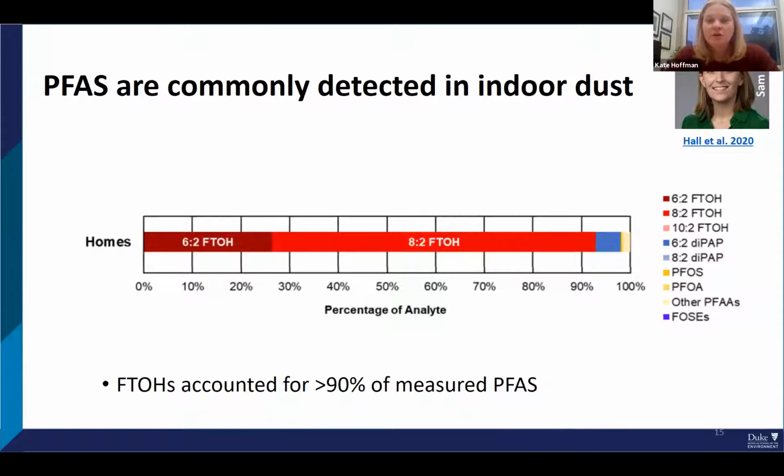But if you look, and this is not a non-targeted analysis or anything like that, at just the percentage of the targeted analytes that we measured that were each of these particular compounds, the 6:2 and the 8:2 FTOH made up greater than 90% of the total mass of the targeted PFAS that we measured in dust. So these two compounds contributed quite a lot to the total PFAS burden of dust that we measured.